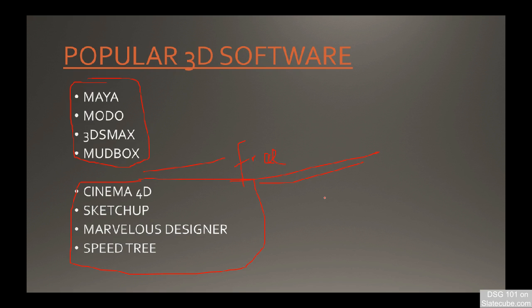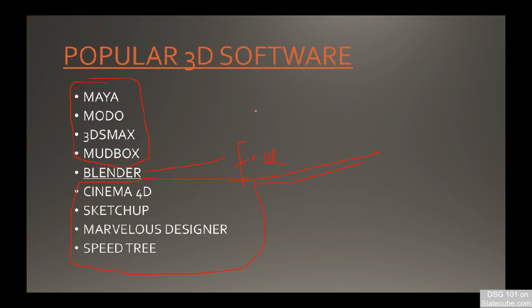So these are some popular 3D software we have. We have Maya, Modo, 3ds Max, Mudbox, Cinema 4D, SketchUp, Marvelous Designer, SpeedTree, and lots more. But the funny part is that all the software is paid for. But instead, I'll be taking you through Blender.